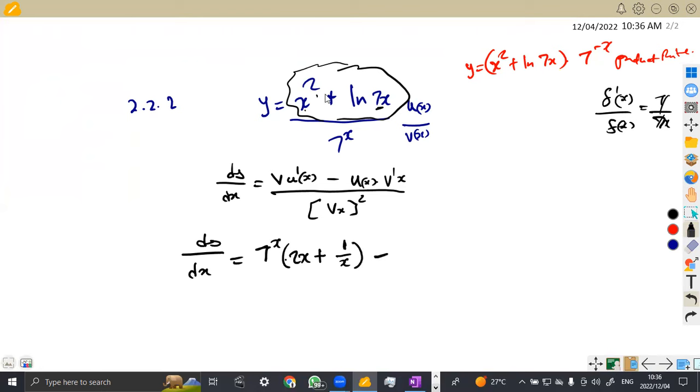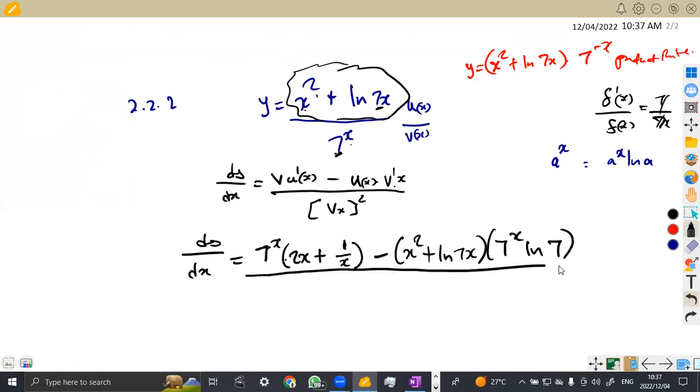Okay, minus u, that is the whole expression x squared plus ln 7x as it is, times the derivative of v. Remember, this is 7 to the exponent of x, which is the same as a to the exponent of x, whose derivative is a to the exponent of x times ln a. Our a is 7, so it's going to be 7 to the exponent of x ln 7. You can even put this in a bracket if you want. All right, everything over v squared, which is 7 to the exponent of x, then we square that one.